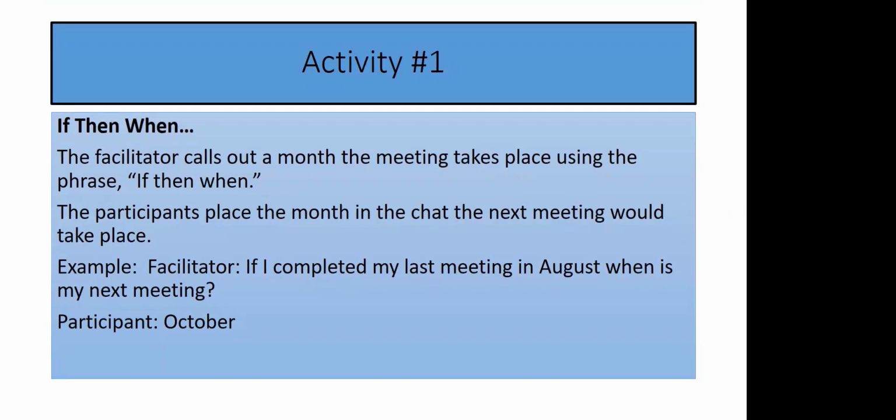All right, this is our first activity. This is going to be a lot of fun, but it's going to take you guys to jump in there. We're going to use the chat box. We're going to play a game called If Then When. I'm going to call out a month that a meeting takes place using the phrase if then when. You'll place the month in the chat box that the next meeting would take place. For an example, if I completed my last meeting in August, then when is my next meeting? What would you put in the chat box? You would put October. Good job.